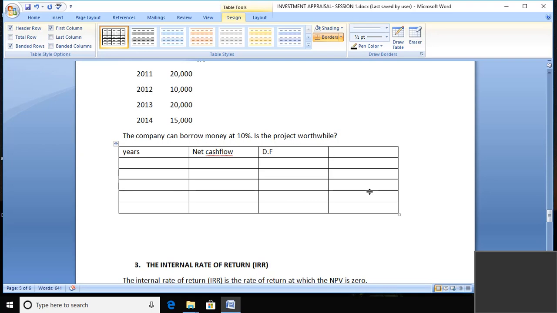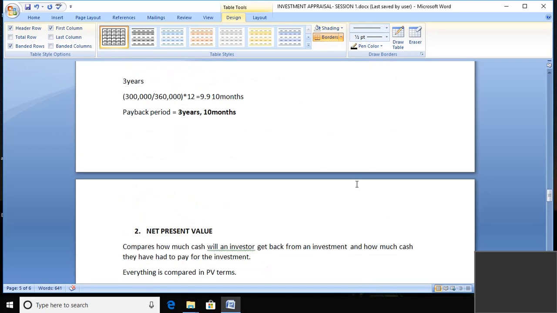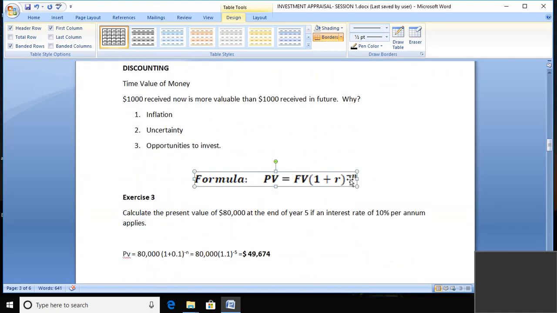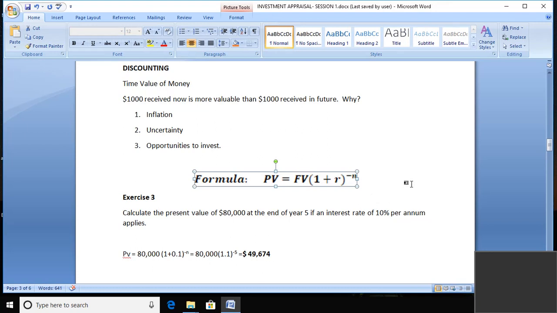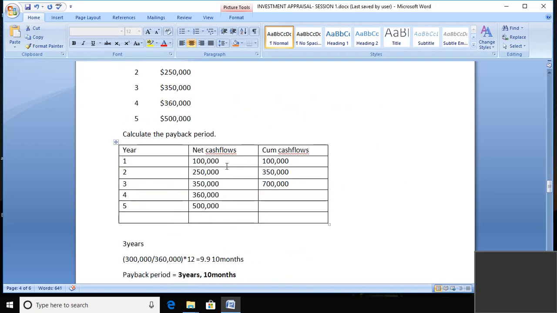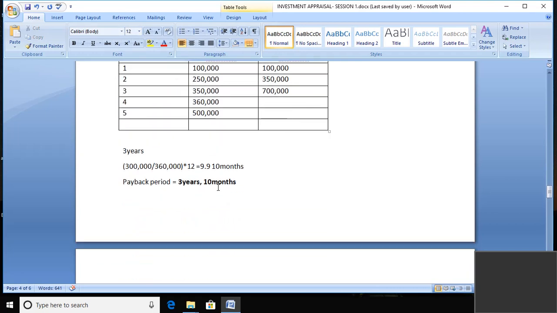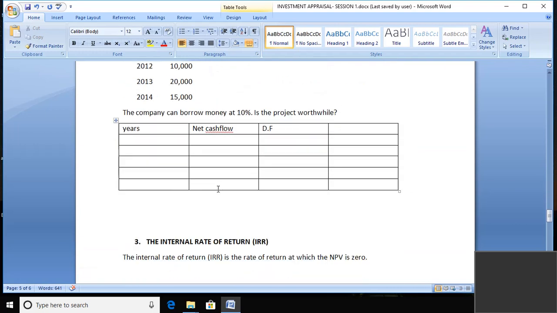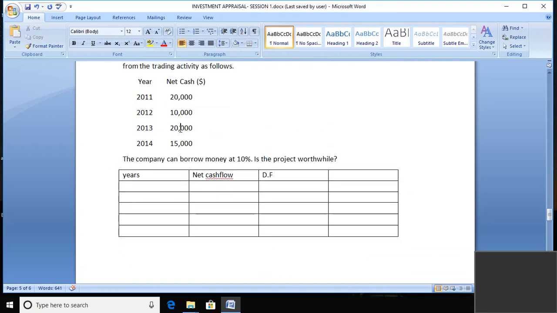Now you remember the discounting factor in the formula. Let me just show you the discounting formula I'm referring to. This formula here. The discounting factor is 1 plus r to the power negative n. That's what you multiply by the future amount in order to get the present value. So guess what is happening in our table down here? These are estimated future cash flows, and that's what we are calling the net cash flows.